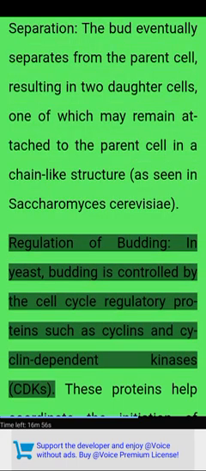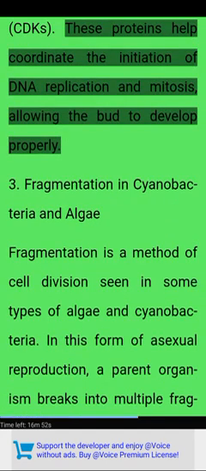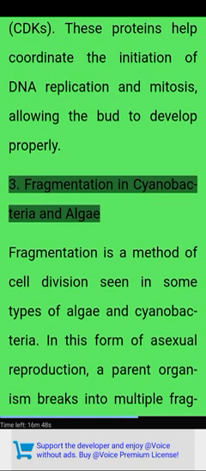Regulation of budding. In yeast, budding is controlled by the cell cycle regulatory proteins such as cyclins and cyclin-dependent kinases (CDKs). These proteins help coordinate the initiation of DNA replication and mitosis, allowing the bud to develop properly. 3. Fragmentation in cyanobacteria and algae.